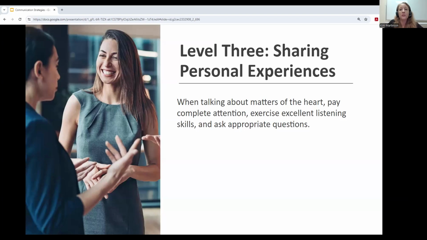Okay, so level three, sharing personal experiences. This is the most personal level of conversation, and this is where everything is on the table and personal details are being shared. This level is typically not appropriate for a social casual meeting. However, all the skills that we've learned today are crucial at this stage in particular. When people are talking about matters of the heart, they require our complete attention, excellent listening skills, and skills in probing with appropriate questions.